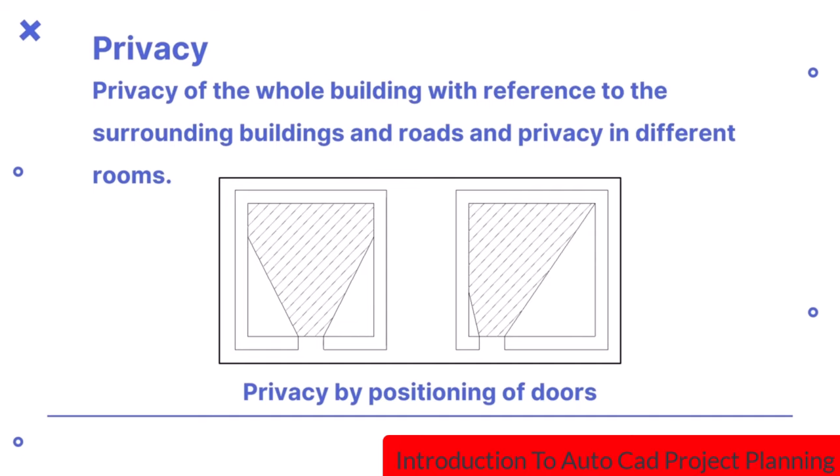Provision of frosted glass for windows provides more privacy than plain glass. Here, as you can see, providing a door at the center of the wall gives less privacy than providing a door at the corner of the wall.